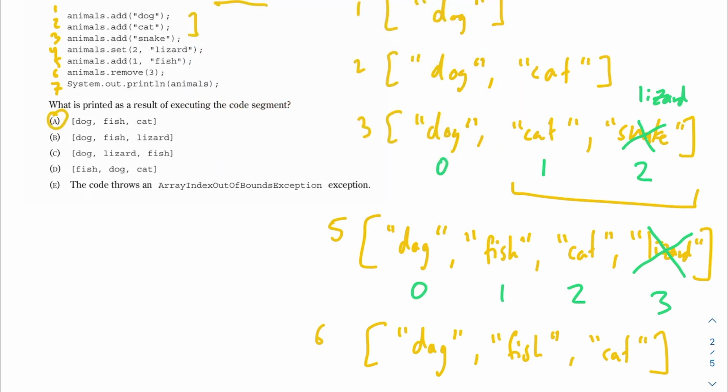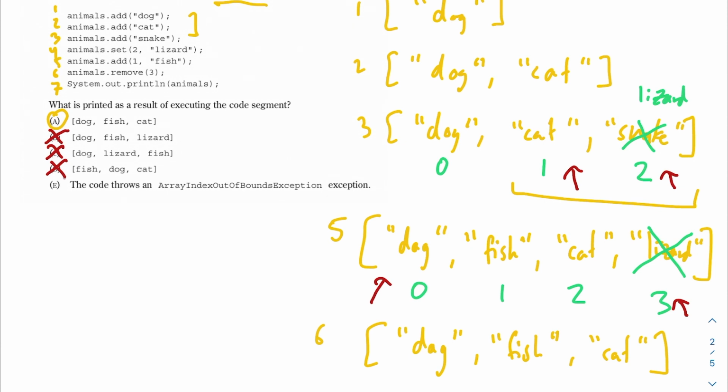Answer B is incorrect. Remember that we removed the lizard because that was at index 3. That's wrong. Answer C is also incorrect. I think this might have happened if instead of setting at index 2, you set lizard to be at index 1. That's the case that would happen. And then fish, dog, cat, I think you might have gotten this if for line 5 you set fish to be at index 0 instead of index 1. And then the last option says it throws an array index out of bounds exception.